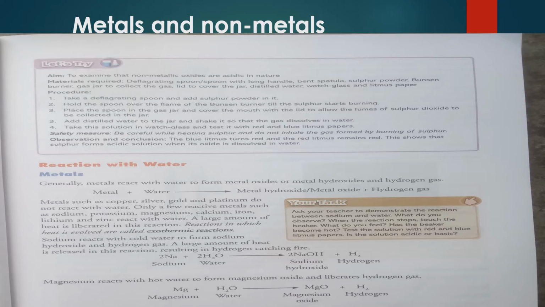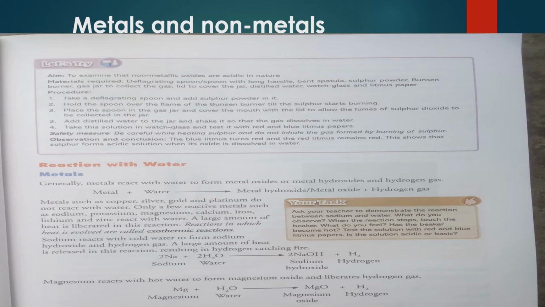Suppose sodium is a highly reactive metal, it reacts with cold water. As I told, when metal reacts with water, metal hydroxide or metal oxide along with hydrogen gas will evolve. So whenever sodium reacts with cold water, because it is a very highly reactive metal, sodium hydroxide and hydrogen gas will evolve. In this case we can see metal hydroxide forms along with hydrogen gas.